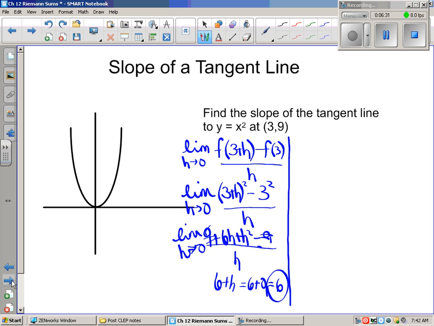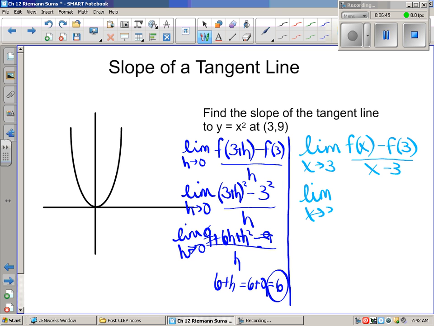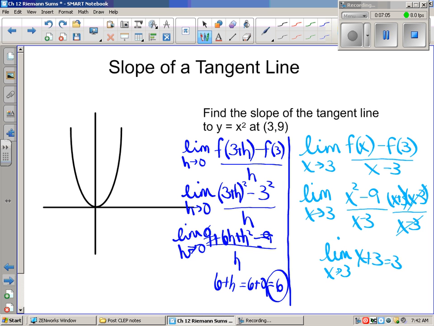The alternative method, of course, is using the x, which is the limit as x approaches 3 of f of x minus f of 3 over x minus 3. Well, f of x is x squared, right, minus 3 squared, which is 9, over x minus 3. Again, this factors into x plus 3 and x minus 3. The x minus 3's divide, and I'm left with x plus 3. So it's the limit as x approaches 3 of x plus 3, which makes that 3 plus 3, which is 6, which of course is the same.